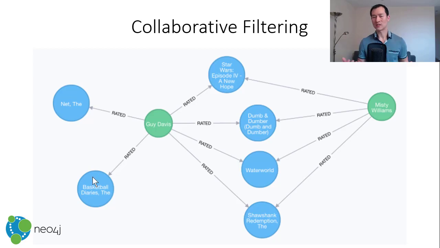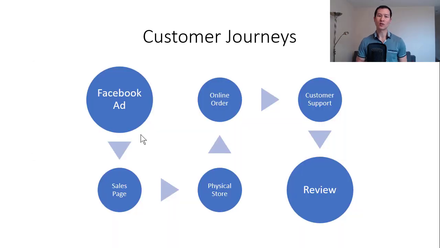One of the key benefits of graphs here is just the fact that we have this many-to-many relationship where a user can rate many movies and a movie can be rated by many people. If you try to map this out in a relational database, you could end up with a very, very big query. The next use case we want to look at is customer journeys.